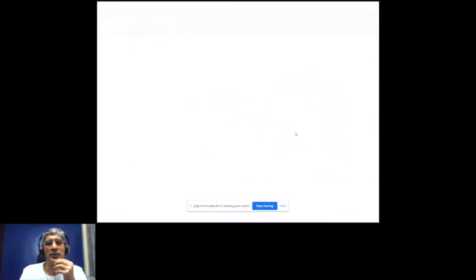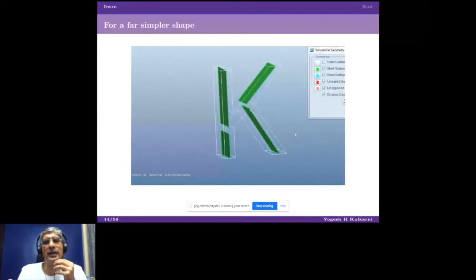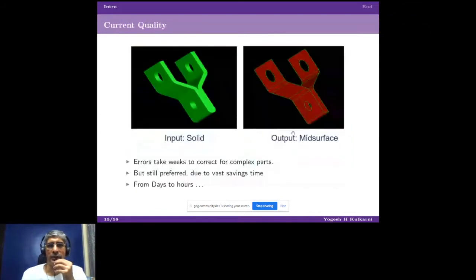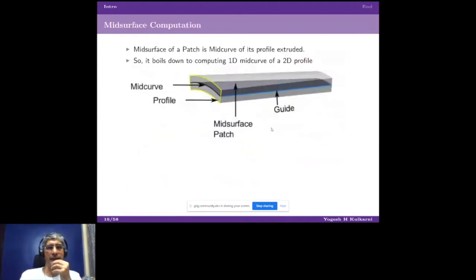This is how a commercial tool handles a very simple 3D shape, and the surface shape is not coming out correct. Getting it? So this is the original problem, and I'll now simplify the problem. Current quality is this. Now, how are these shapes made? I'm taking a very simple example.